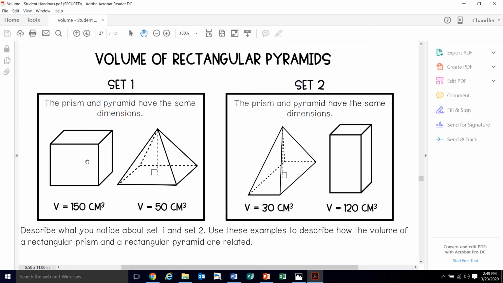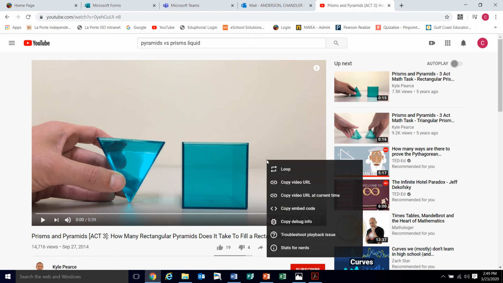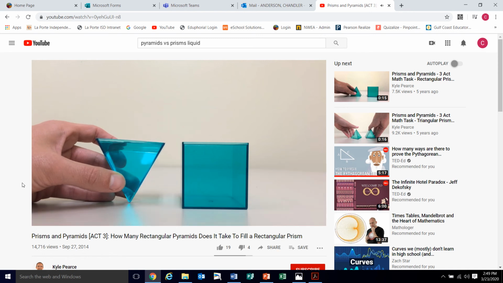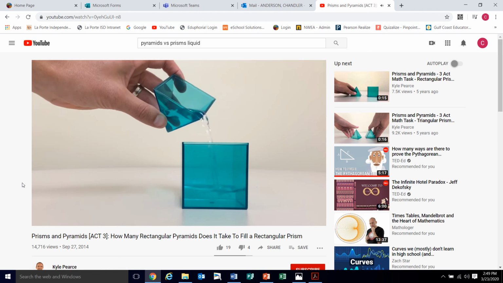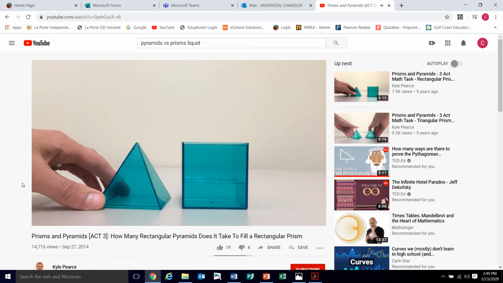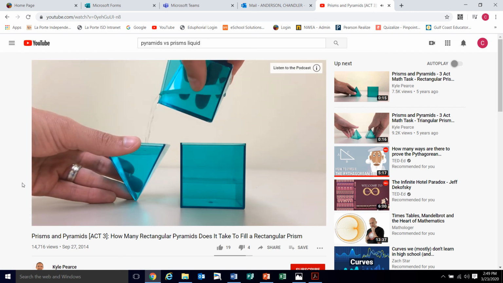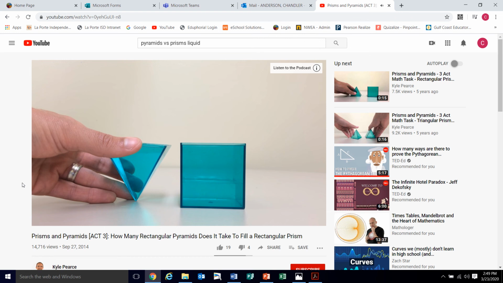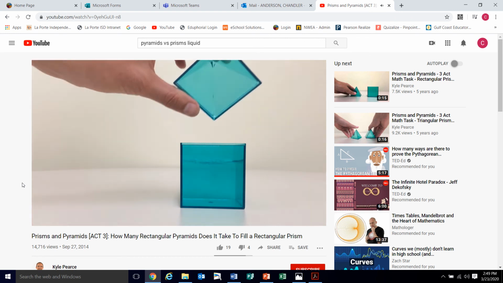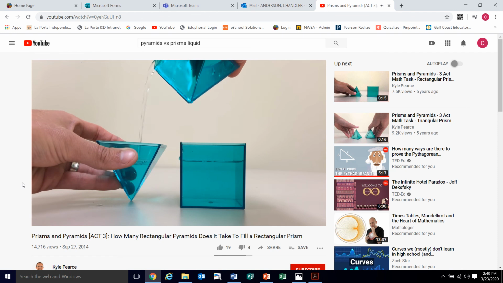Well, we can go ahead and look at a little video that I have, and we can predict by watching how many times this pyramid is going to fit into this cube. So let's go ahead and watch it. So that's one pour. Let's see how many times he can pour this to fill up the rectangular prism. So here's the second pour. Oh, it's a little short, so we're probably going to have a third pour. Now let's see if it spills over, because it looks like it might.